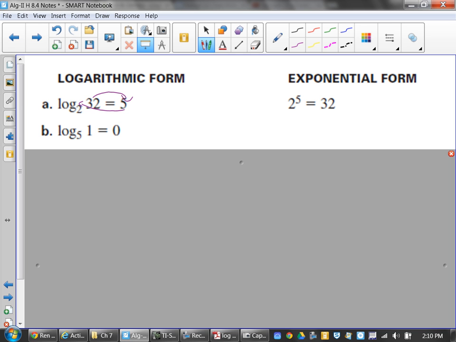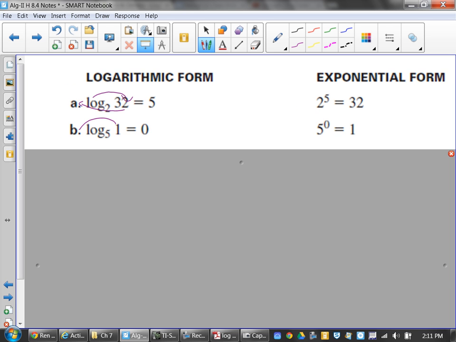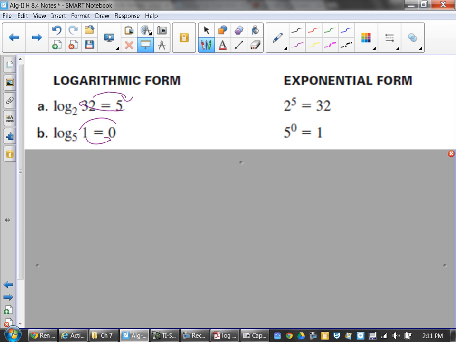Take a look again. Log base 5 of 1 is 0. What would that be then in exponential form? 5 to the 0 is 1. See how it's just moving this over here and this is coming forward, and the 1 is switching out to the other side? You see how that pattern is evolving? I just switch, the exponent now goes up, and the base is the base.